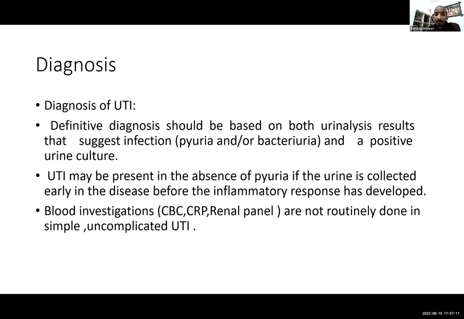What are we looking for? We're looking for a high total WBC count, we look for high CRP, and we look for elevation and changes in the renal profile, namely the function of the kidney with the urea and creatinine.